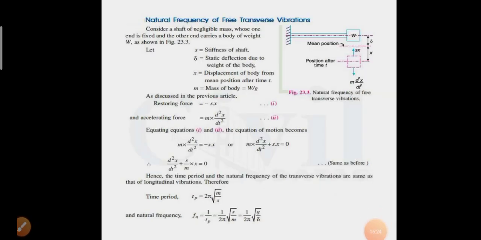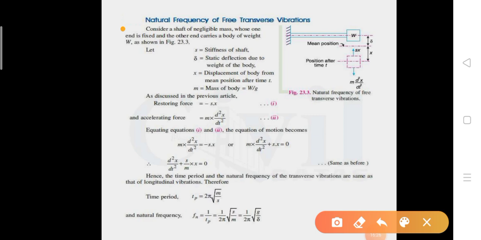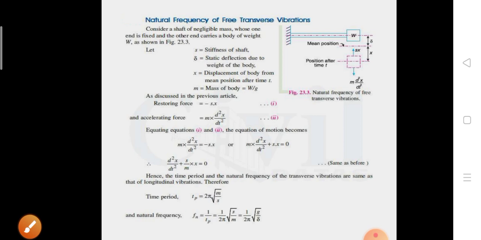Okay, and now we will see how to find out the natural frequency of transverse vibration. So you already know the difference between longitudinal vibration and transverse vibration. The vibrations along the axis or along the length of the shaft are called longitudinal vibration, and the vibrations of the system perpendicular to the length, perpendicular to the axis of the shaft, are called transverse vibration.